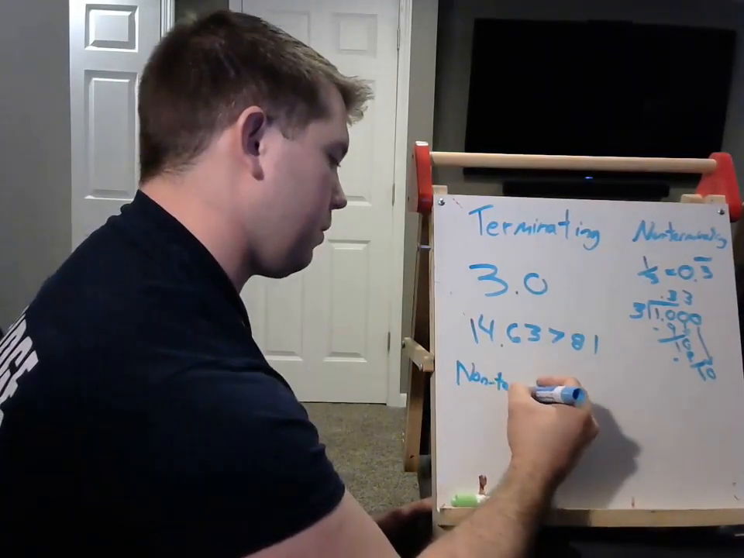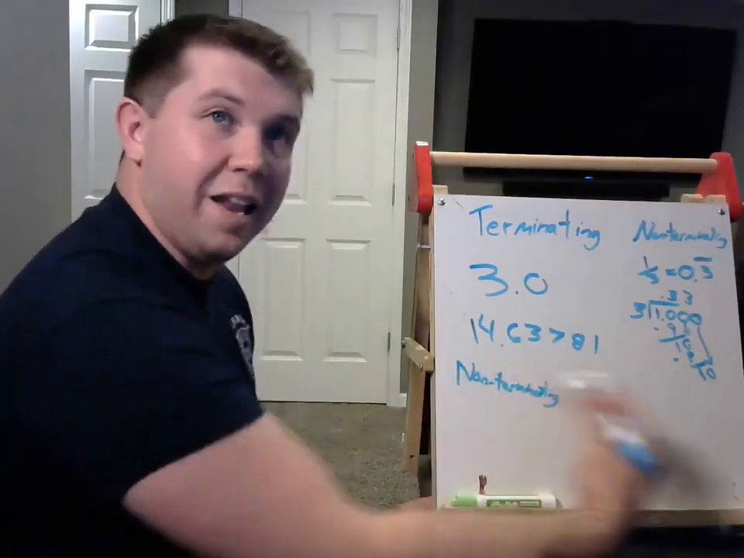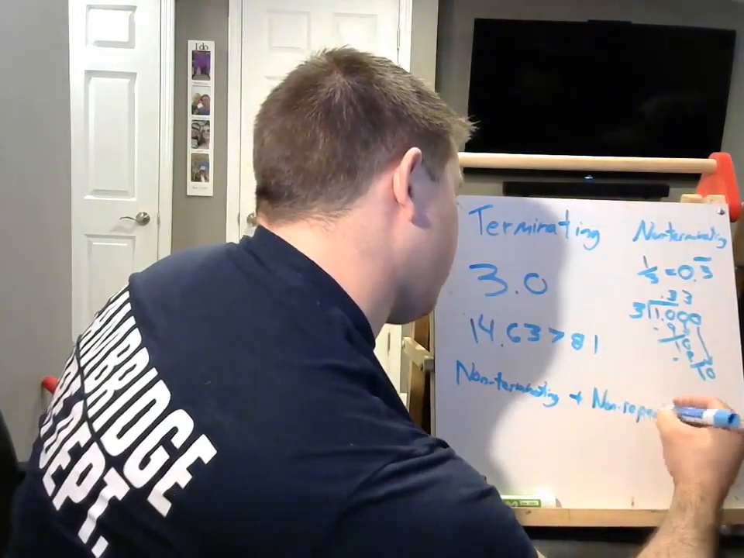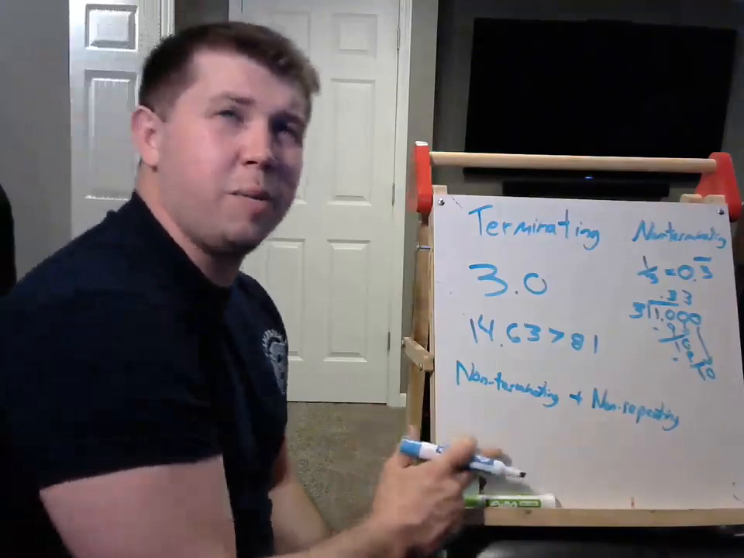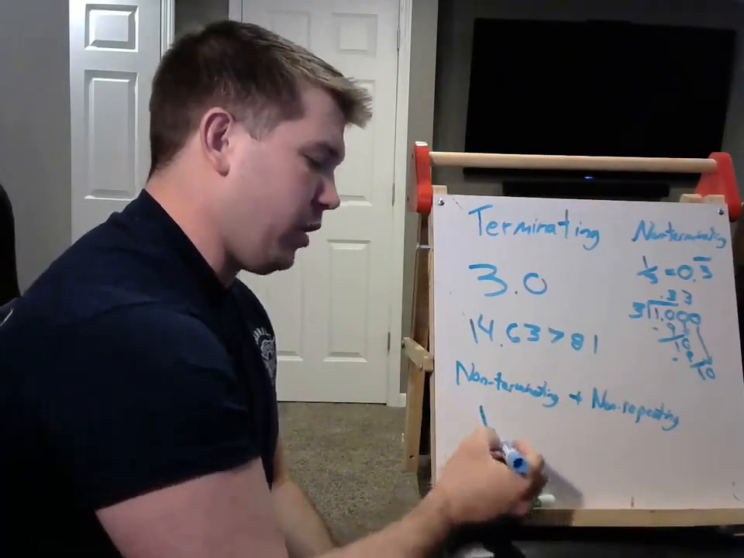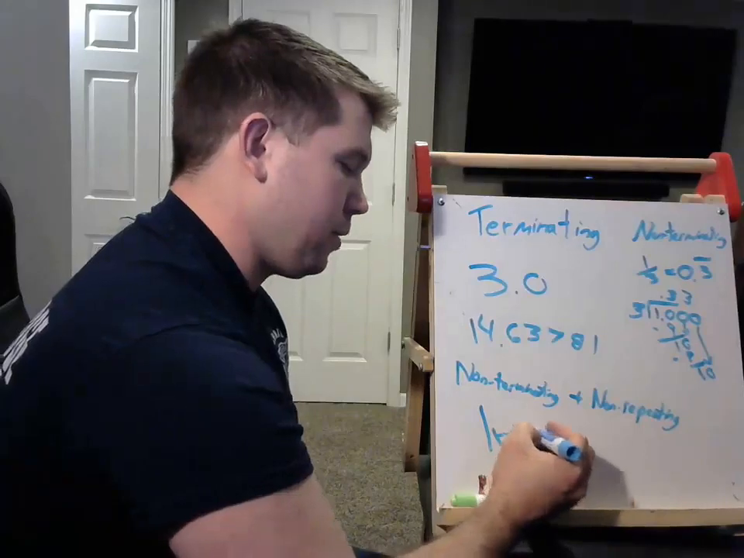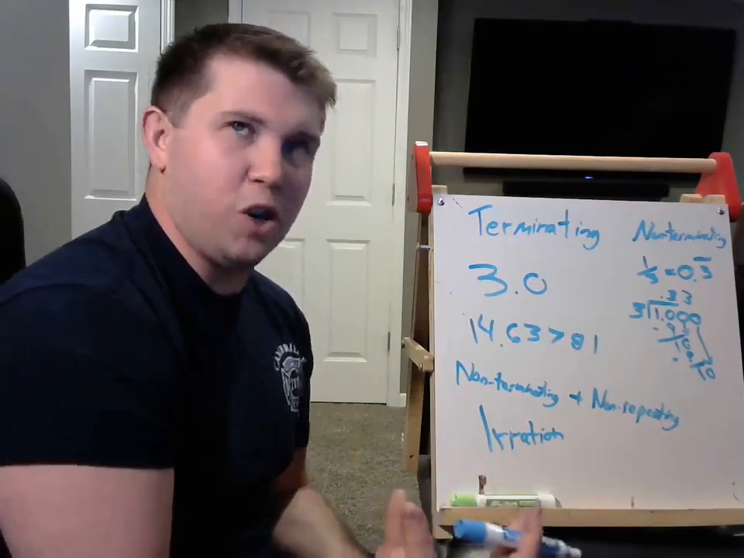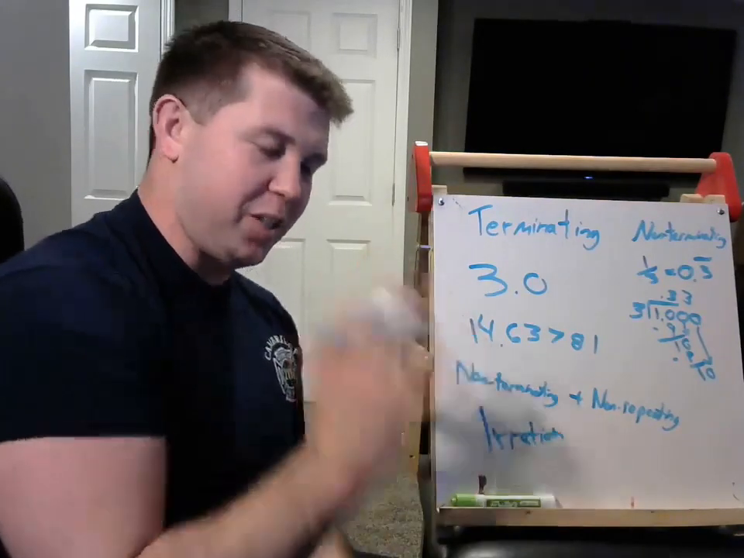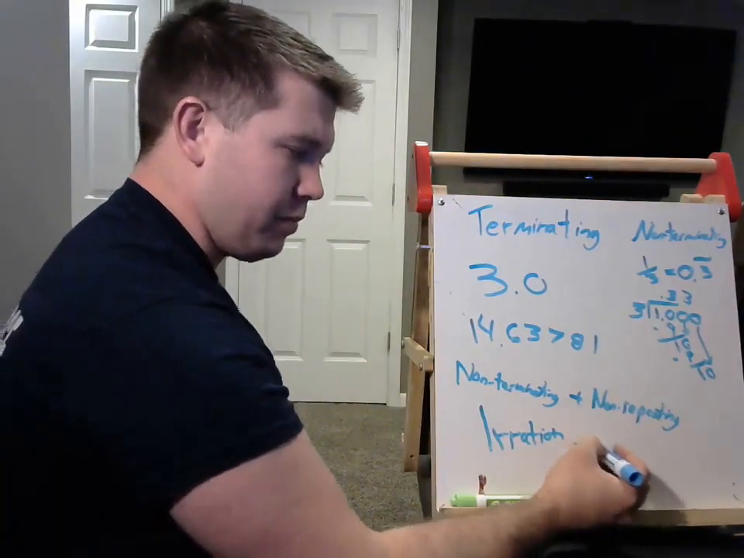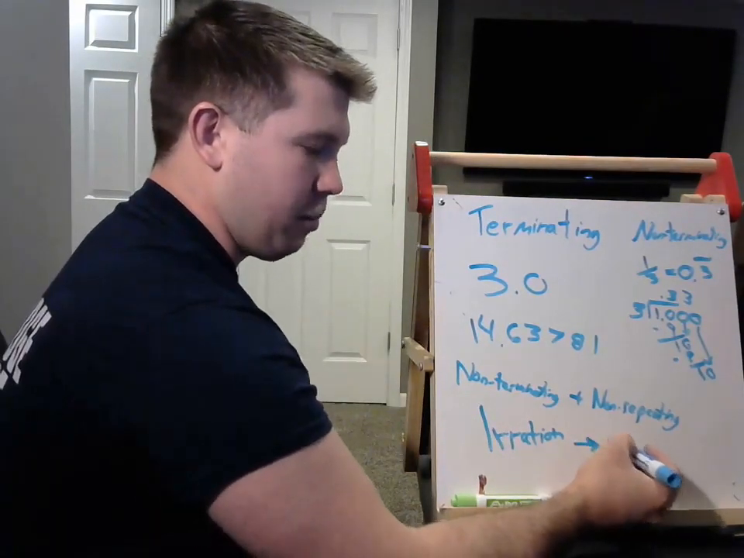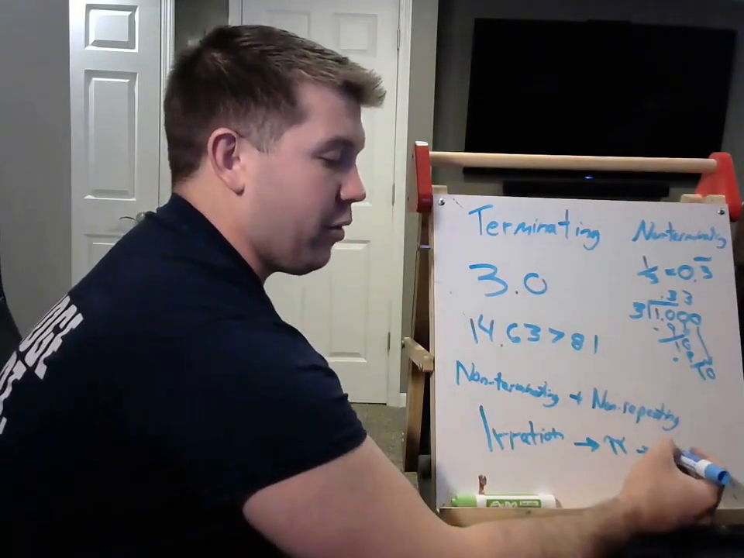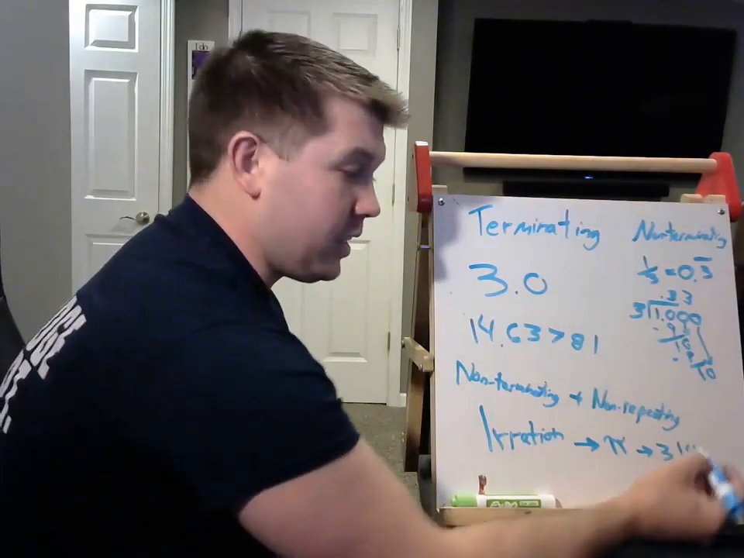non-terminating, it doesn't end, and non-repeating, if it's non-terminating, non-repeating, then it is what we call irrational. A number is irrational when there's no real explanation for why it does what it does. A perfect example of this is a number that we worked with in first trimester, pi. Pi goes on forever. It never ends, but it never repeats, and that's what makes it irrational.